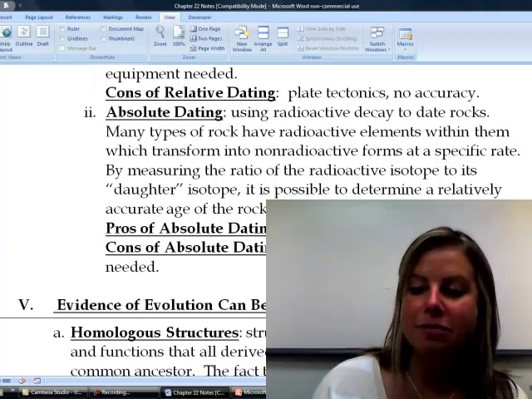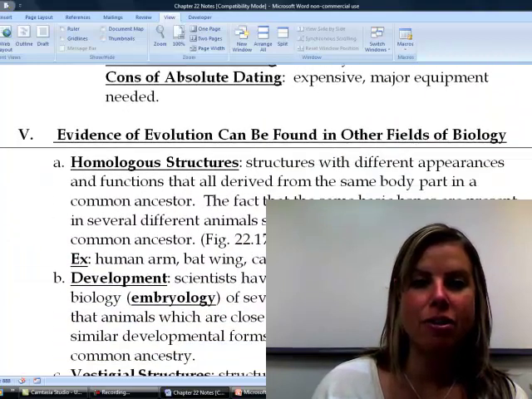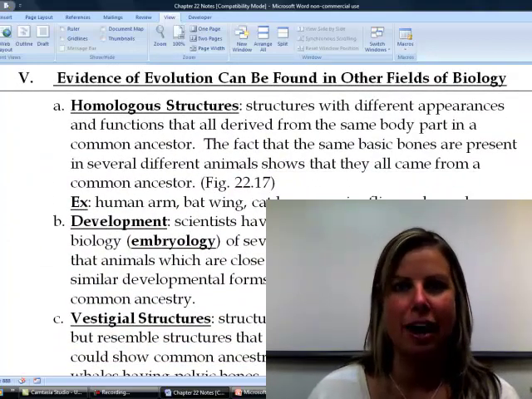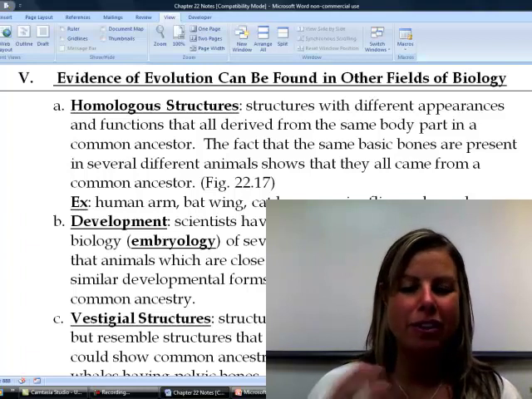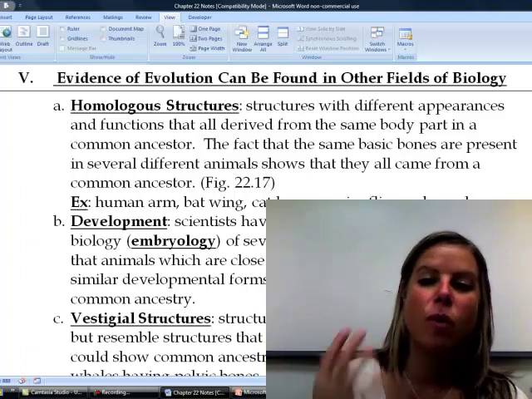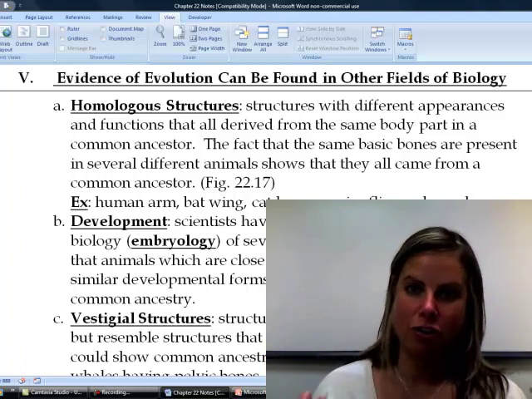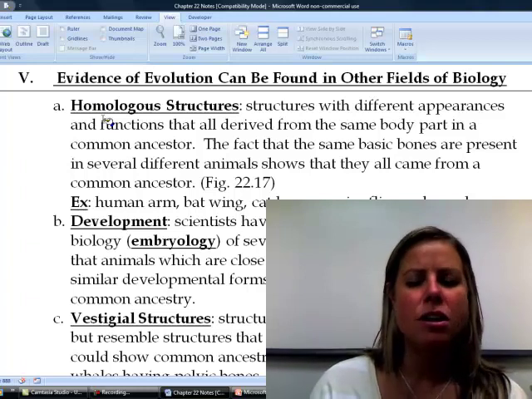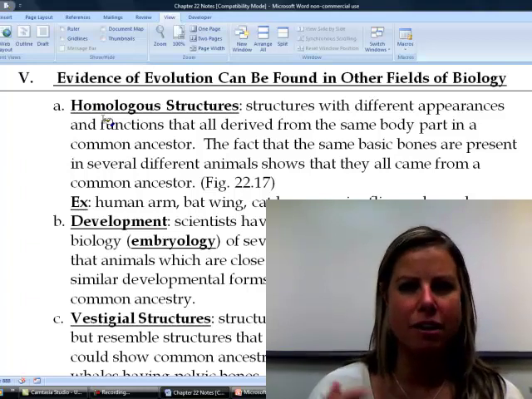Okay, so the last part here is we're going to talk about other ways that we can look at evolution and how evolution has happened. This is kind of like things that support evolution, is the way you can think of it. So one way is with homologous structures. If we take that word apart, homo means same, right? So these are going to be structures that have the same basic makeup that suggest common ancestry.